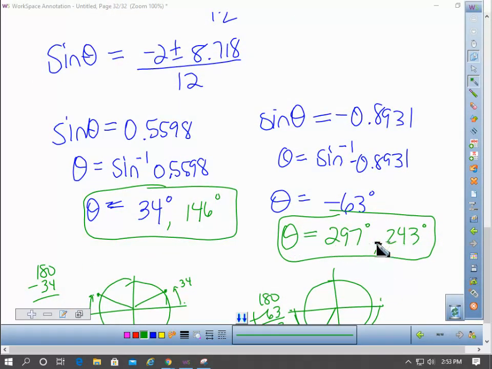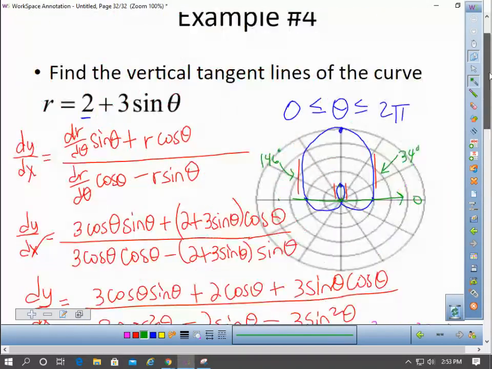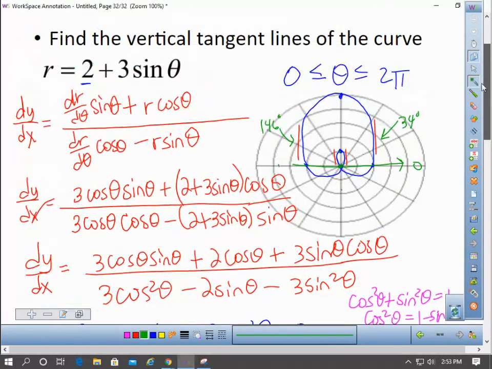Now the other ones are 243 and 297. So as we're swinging around this curve this way, this one is going to be the 243 and this one's going to be the 297, because the graph goes around this way, hits here first, and then hits here, and then comes back around. All right. So there's where our vertical tangent lines occur. They occur at 34, 146, 243, and 297.